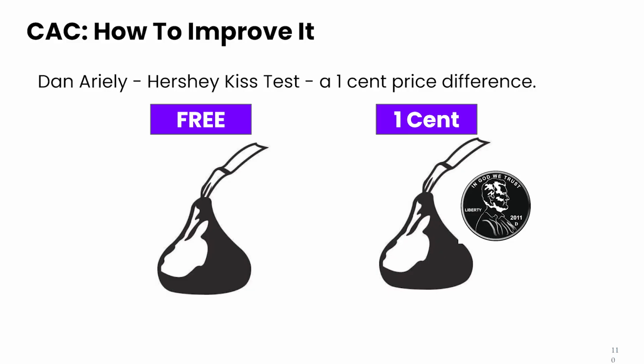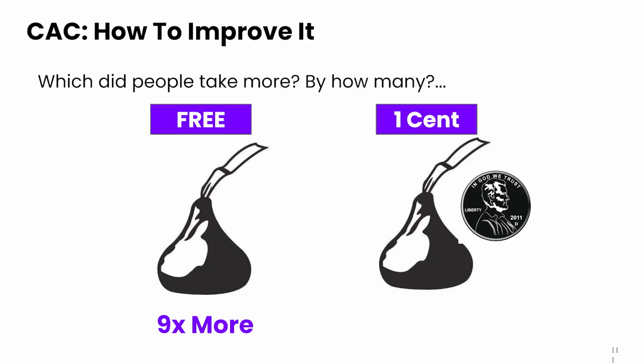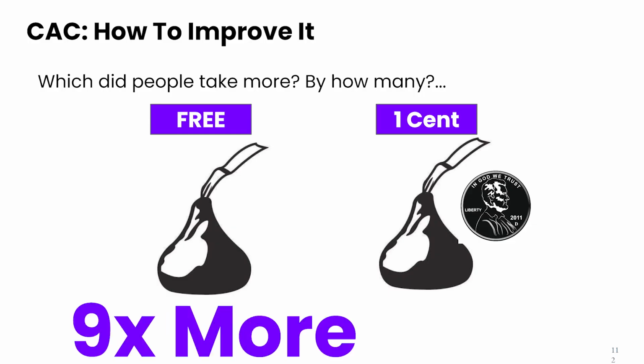So Dan Ariely, who's a famous behavioral economist, psychologist, whatever, some science dude. He ran this thing called the Hershey Kiss test, and he would give away Hershey Kisses for free, or he'd give them away for a penny. Want to guess the difference in take rates on a college campus? Nine times more people took the free Hershey Kiss versus the one penny kiss. And he called this the penny gap. Nine times more. For those of you who have this hee-hawing of, I don't want to give stuff away for free.